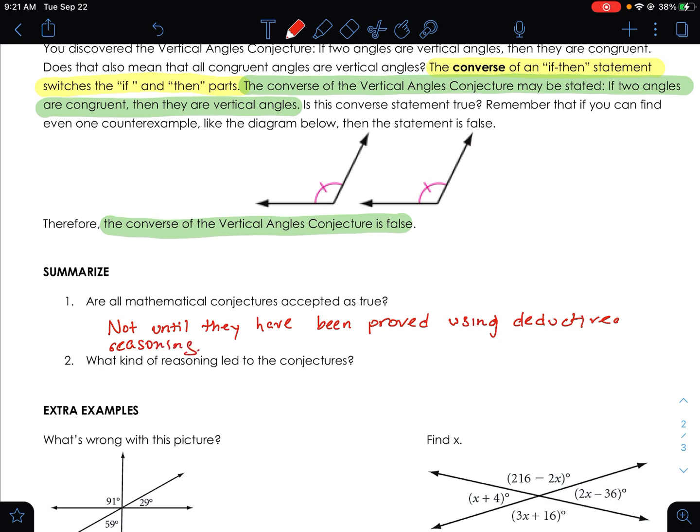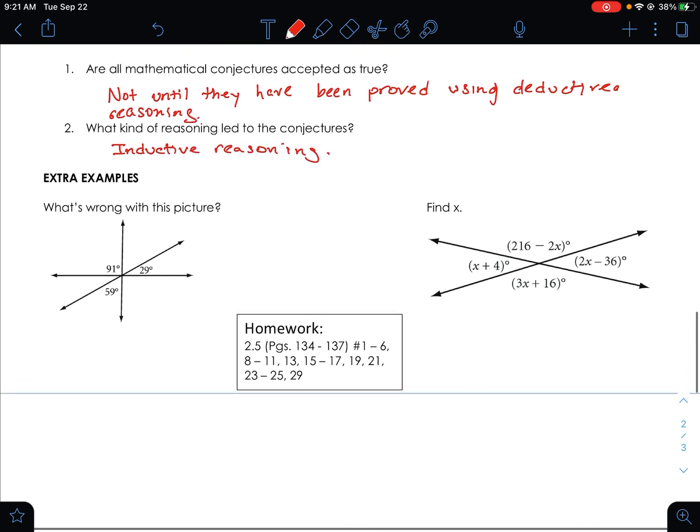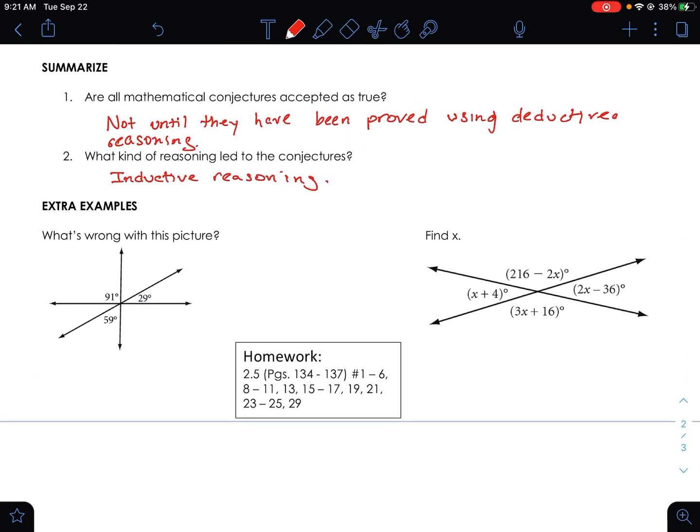And then what kind of reasoning led to the conjectures? The conjectures that we are making, we are coming up with those using observations that we have seen. So this would be inductive reasoning, whenever we are using observations to come up with our conjectures. Okay?